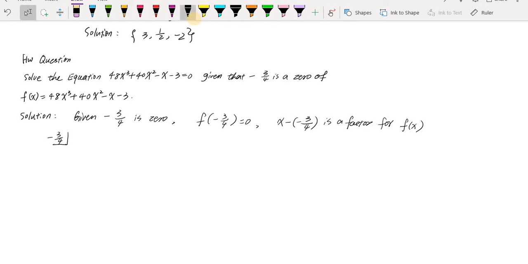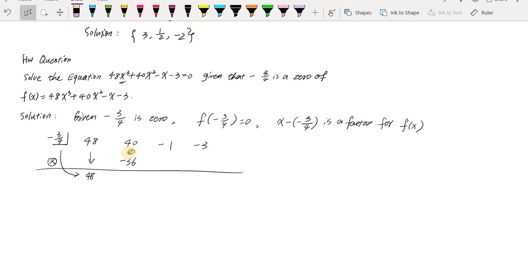Let's go ahead and set this up. So we have negative 3 over 4, and then we're going to write down this division setup. That's 48 for the coefficients, and then we also have 40, and then negative 1, and negative 3. It's just a fraction, you do exactly the same thing. You're going to bring this down, 48. You multiply them. If you want to, you can use your calculator. Negative 3 over 4 multiplied by 48 is just going to give you negative 36. Then we add those together.